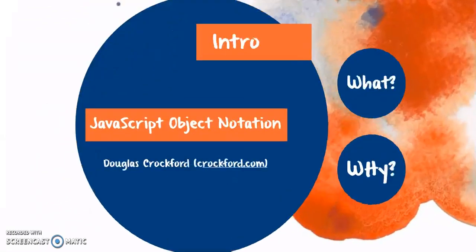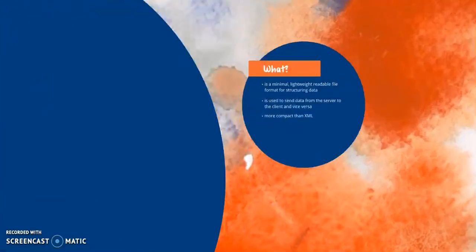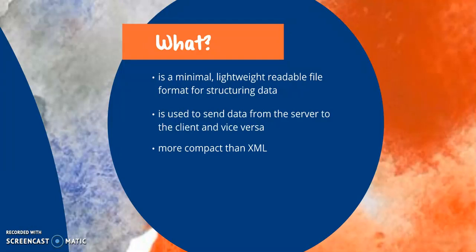So, JSON stands for JavaScript Object Notation, and it was popularized by Douglas Crockford about 17 years ago. So, what is it? Actually, it's a minimum lightweight readable file format for structuring and storing data.